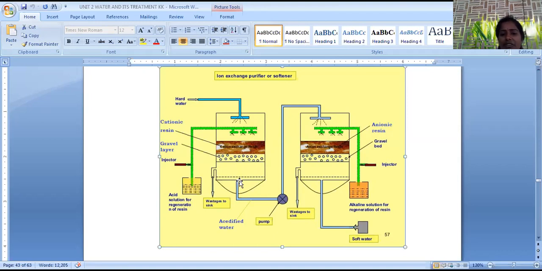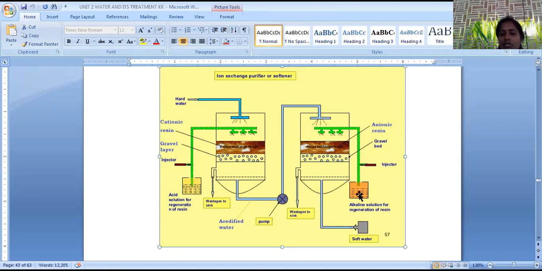Now, acidified water is allowed to enter the second chamber called the anionic chamber. Here, all chlorides, sulfates and bicarbonates present in the water are retained by the resin, and pure water comes out. Again, a gravel layer is there which filters any more solid impurities present in the water, and neutralized water is coming out.